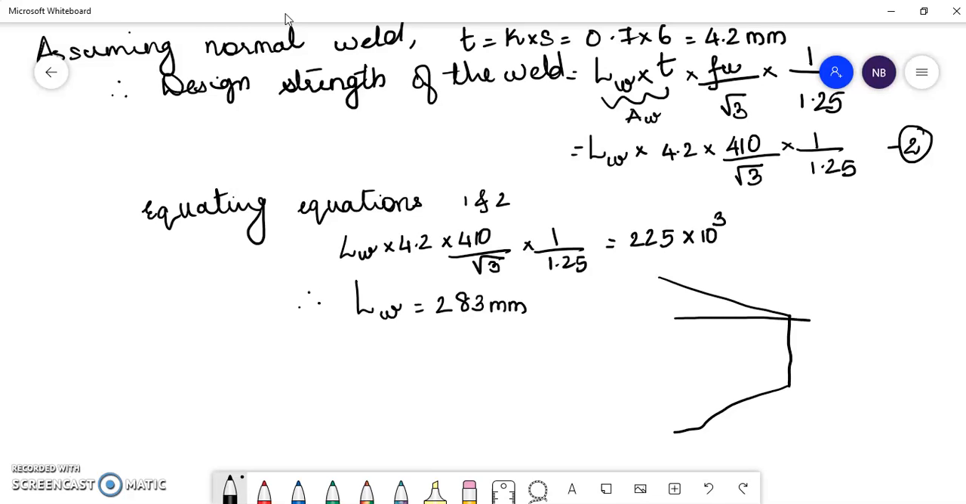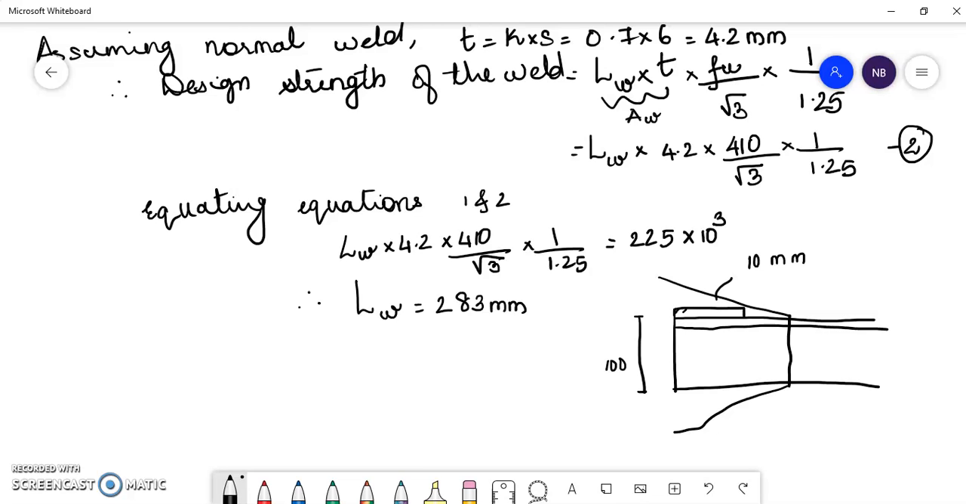So we have a section something like this. This is 100 mm. This is a longer leg which is connected. This is a gusset plate of 10 mm thick. We need to keep in mind that the CG of the weld has to match with the CG of the section that we are providing.